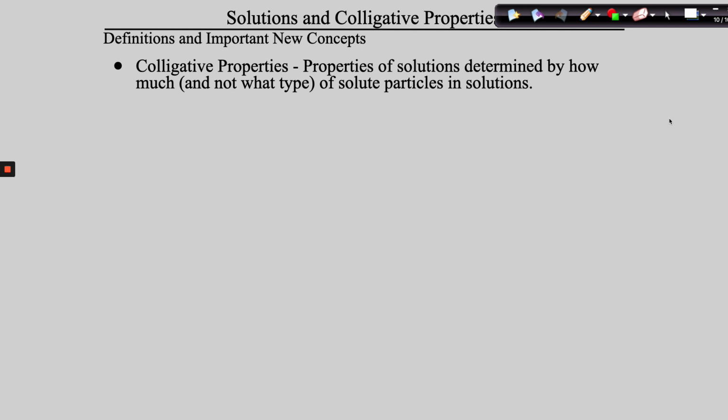A colligative property is a property of a solution. A property of a solution determined by how much and not what type of solute particle is in solution. Remember, the solute is the salt. The solute is the sugar. The salt water is the solution.